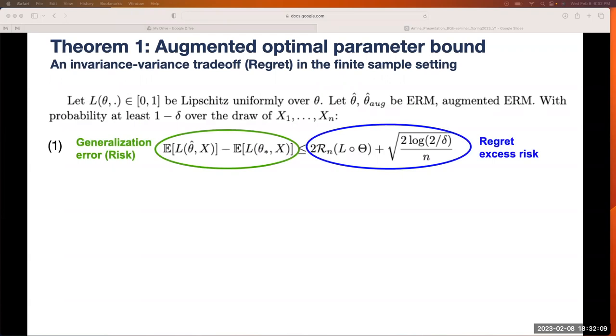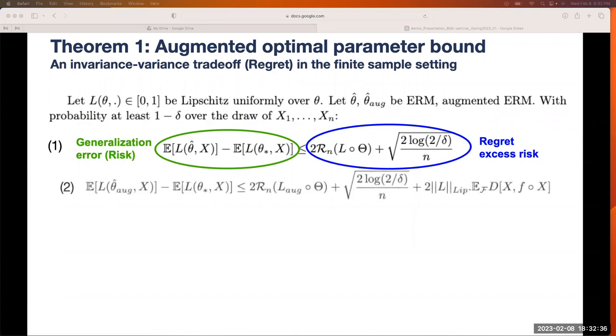And so the term on the left is what we call the generalization error, or sometimes simply the risk. And the term on the right is called the regret, or excess risk. So equation one is called the standard Rademacher bound. It simply tells us how good our parameter estimation is compared to the optimal parameters. And the next line, equation number two, applies the same concept, now using data augmentation.